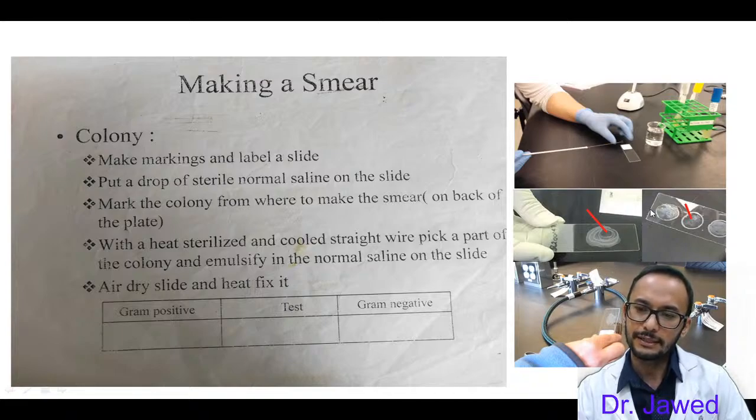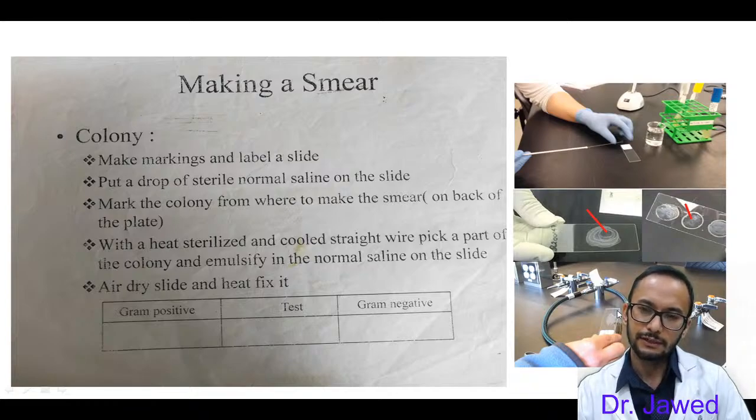Basically, whenever you're preparing a smear you also have to prepare a control. So a known gram positive, a gram negative, and in the center you put the test strain, whichever strain you are testing. Then after air drying we have to heat fix it.